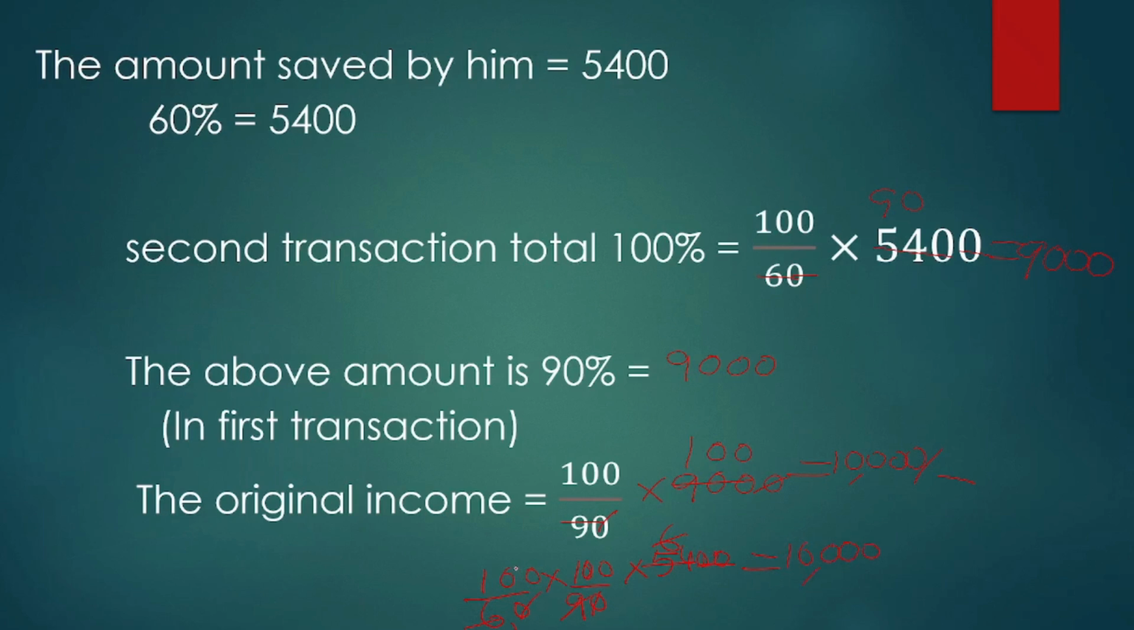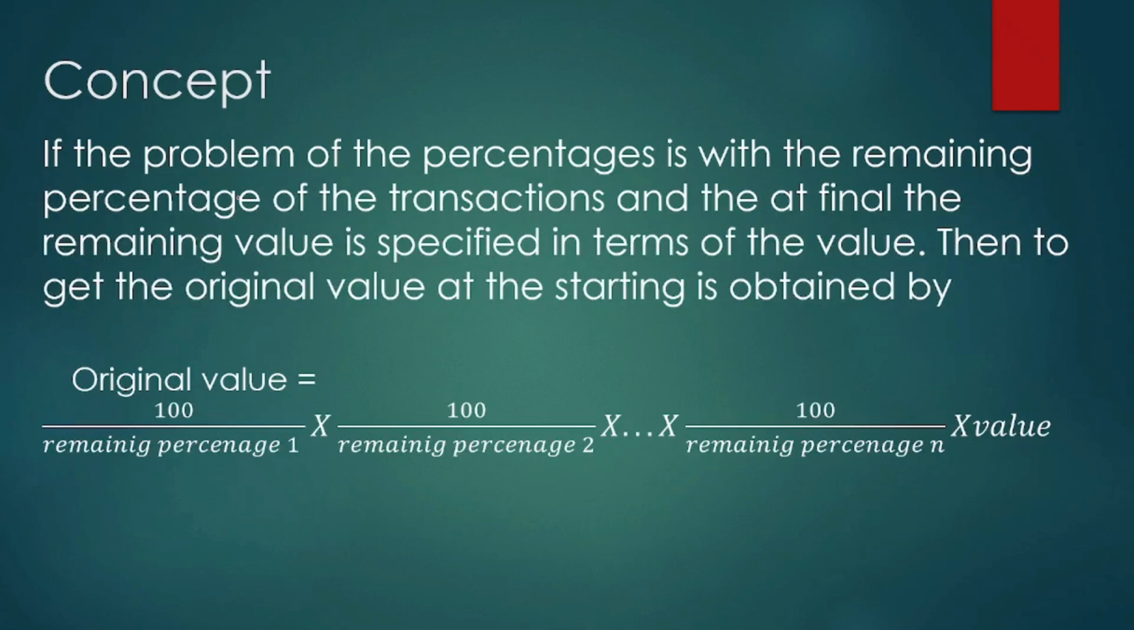By substituting the remaining percentage rule from the previous two problems, we can consider this concept: if in a percentage problem the remaining percentages of the transactions are given and the final remaining value is specified in rupees, then the original amount or original income can be calculated by 100 by the remaining percentage for the first transaction, 100 by the remaining percentage of the second transaction, and so on, 100 by the remaining percentage on the nth transaction, multiplied with the given value in the problem.